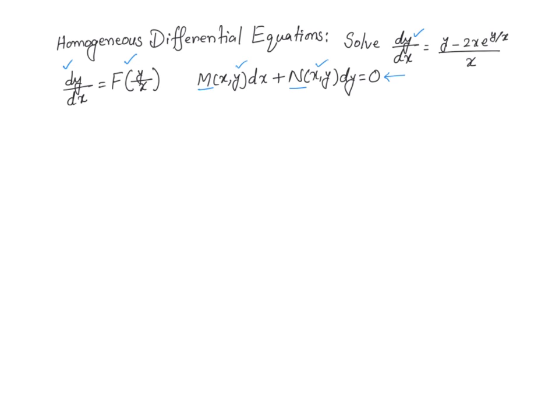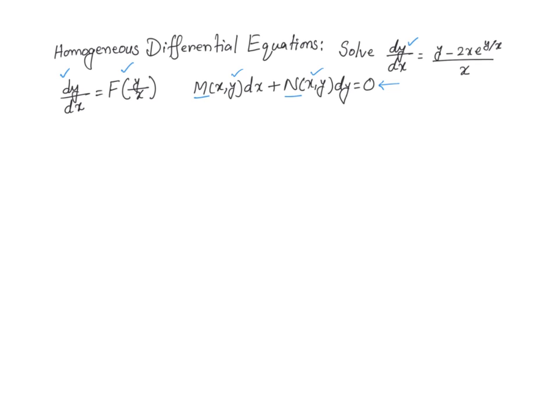Now let's go ahead and solve the given differential equation, and it is going to be dy over dx is equal to, I'm going to break this right-hand side into two pieces. It's going to be y over x minus 2 times e to the power y over x. Now the right-hand side is of course a function of y over x. Okay, f of y over x.